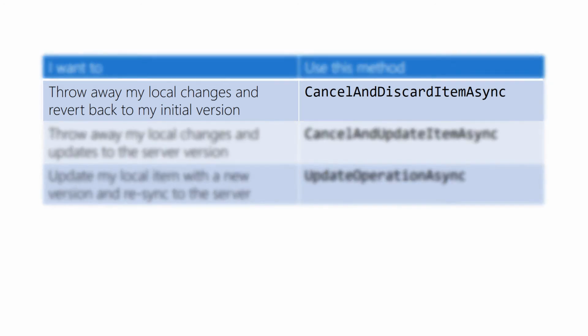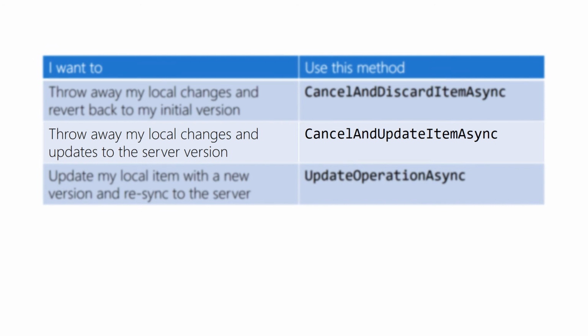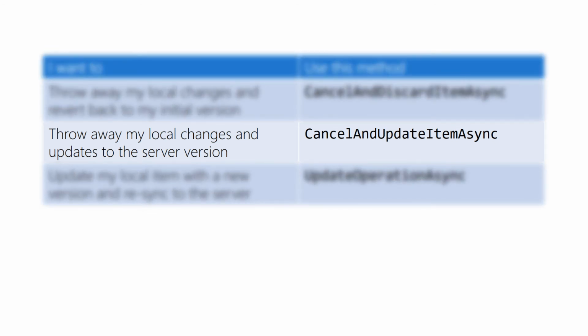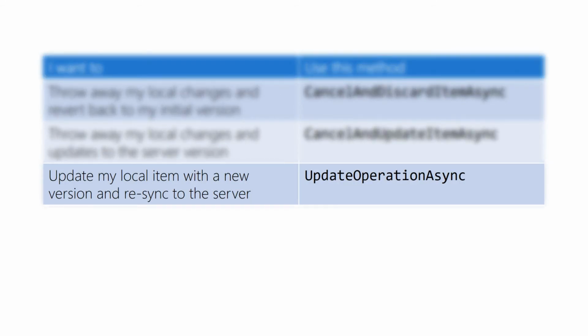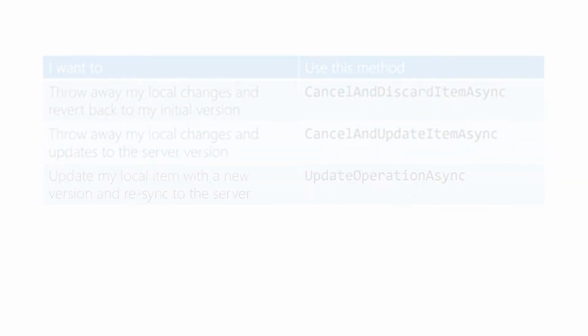The mobile service table operation error object includes three methods for selecting each of these options. We have the cancel and discard item async method. This is going to get rid of your local changes and revert back to the initial version. We have cancel and update item async. This again throws away the local changes and updates to the server version. And finally, we have the update operation async method. This is going to update the local version with a new version, and then it'll resynchronize with the server.